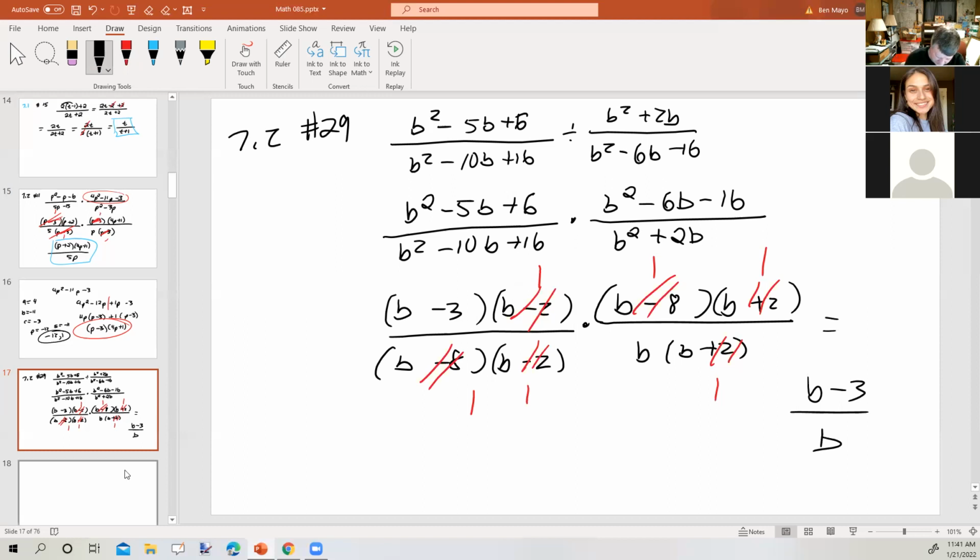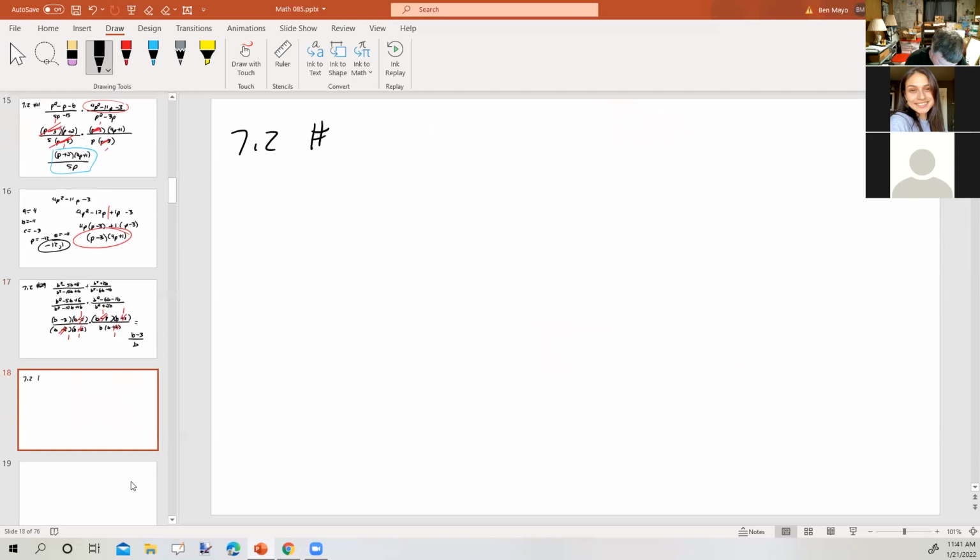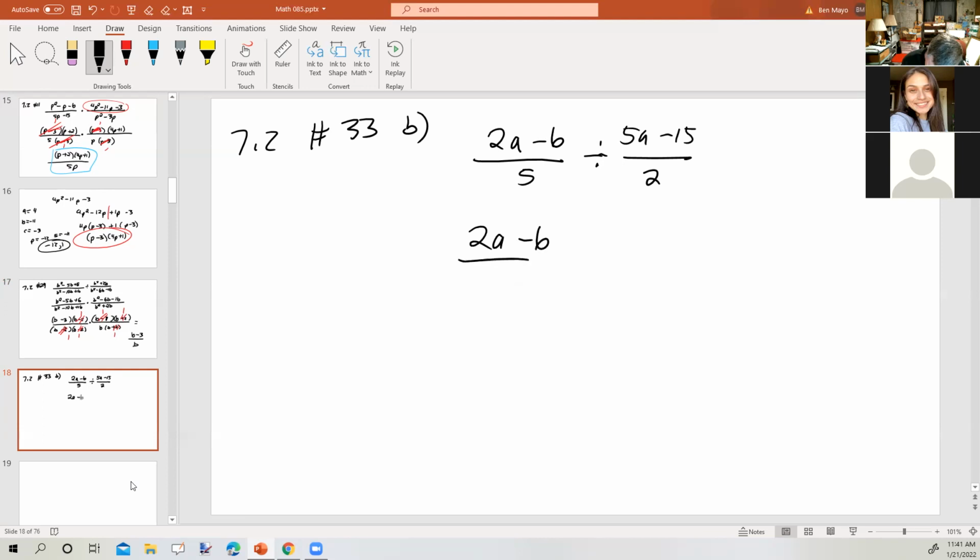All right, going on. This is still in 7.2. This is number 33, part B. It says perform the operations and simplify. Basically, pretty much like the one we just did. We're going to start out with division of fractions. So 2a minus 6 all over 5 divided by 5a minus 15 all over 2. So I'm going to rewrite division of a fraction as multiplication by its reciprocal. 2a minus 6 over 5 times 2 over 5a minus 15.